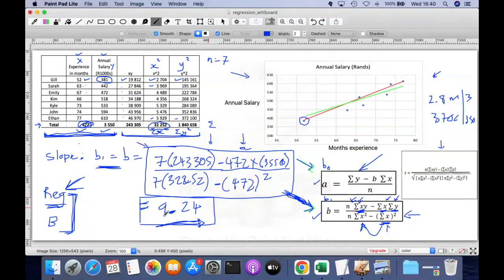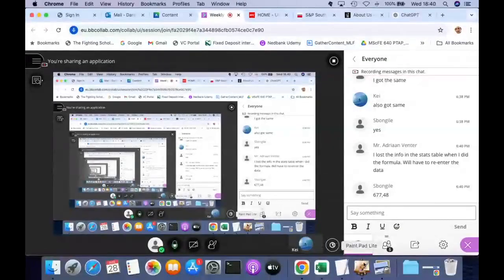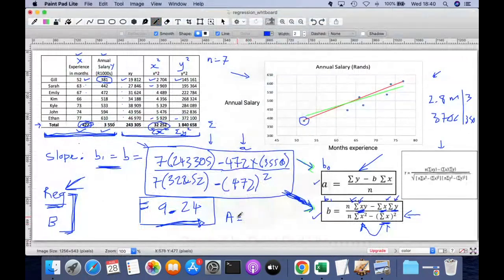Okay. So what I want you to do is now to get the A value. Tell me what the A value, the intercept, is. 677? No. Oh, okay, that's why you pressed the mode button. Okay, let's all of us get the A together, all right?